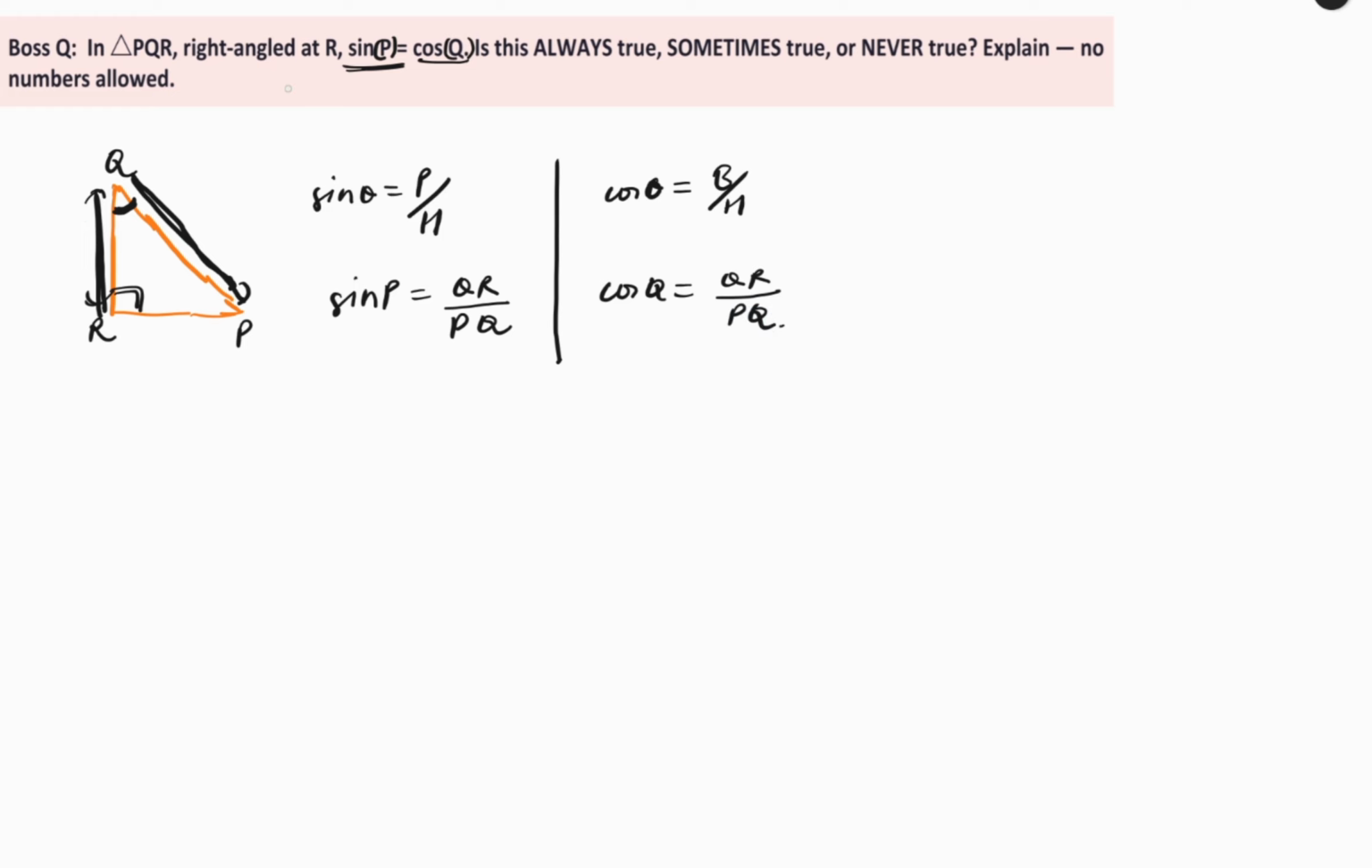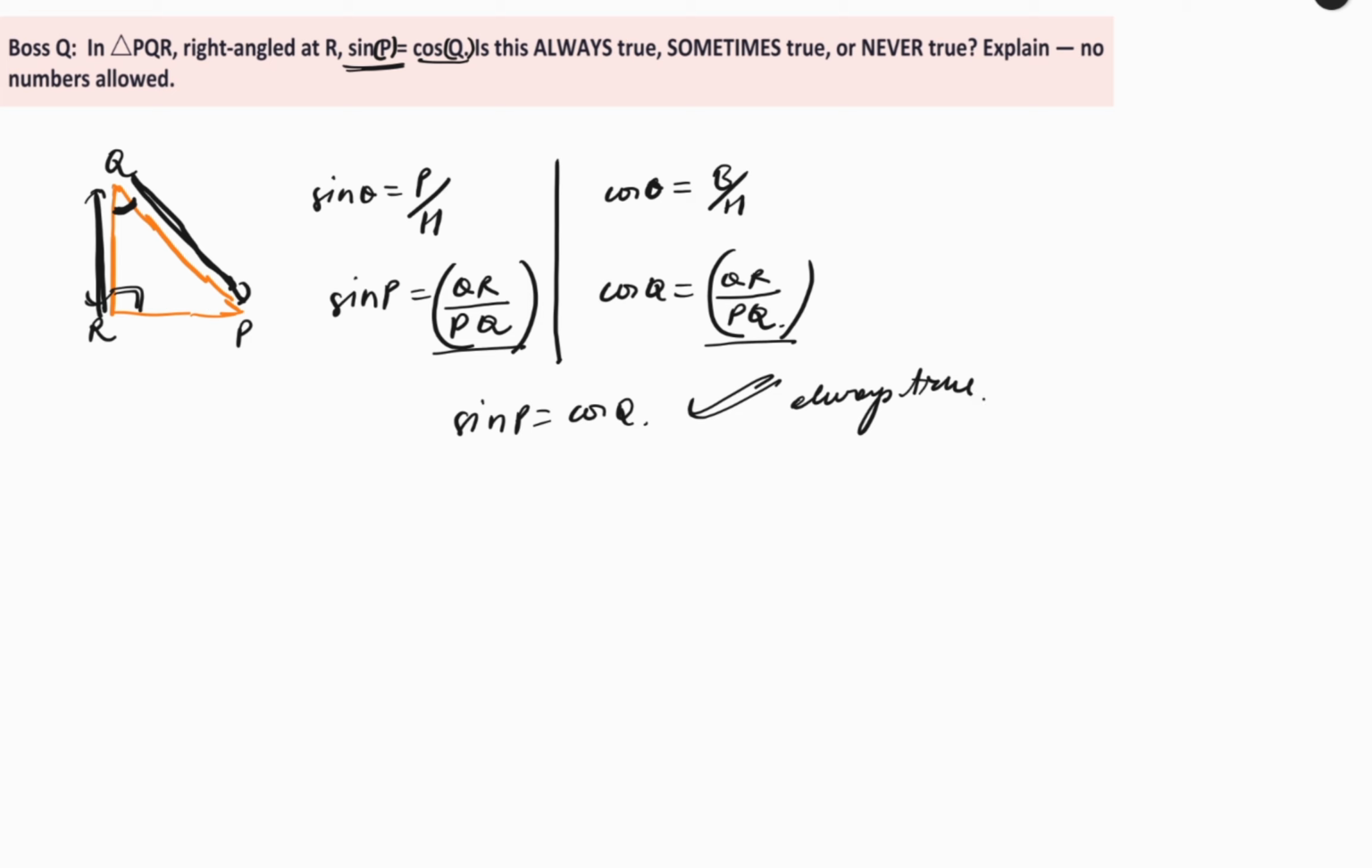So here's the question. It said right angle at R, sin P is equal to cos theta, and these ratios are equal in value. So sin P is equal to cos Q. So what is the conclusion? What answer have we got? The answer is that this is always true.